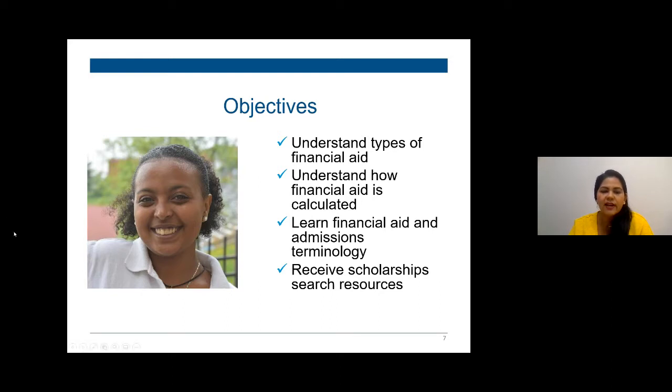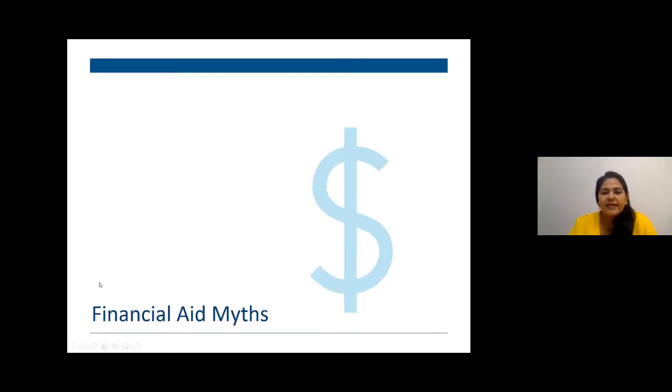So to go ahead and get started, I want to first address some financial aid myths that in my experience I've encountered when supporting students. I actually joined DCPS back in October after working in undergraduate admissions at various institutions, most recently at a school here in DC. And I have always been surprised by the question around, do I have to apply for financial aid if my parents make too much money?